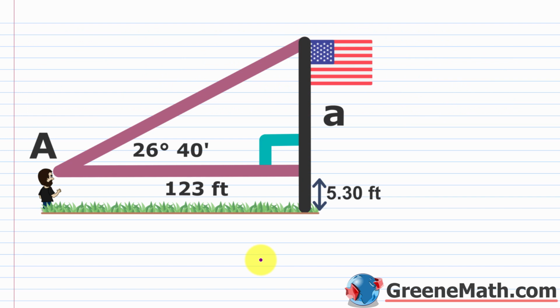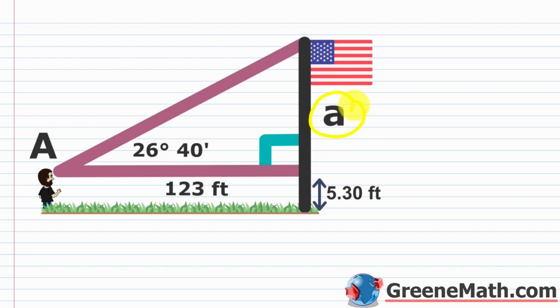Basically you can see that this part right here, remember his eyes are 5.30 feet above the ground. So that's what this part is right here. If you think about this entire thing, this is what we're looking for, this height going all the way down. So it includes this 5.30 feet plus the measure of this side A. So we need both of those and we need to add them together. What we're going to do is work on this part first.